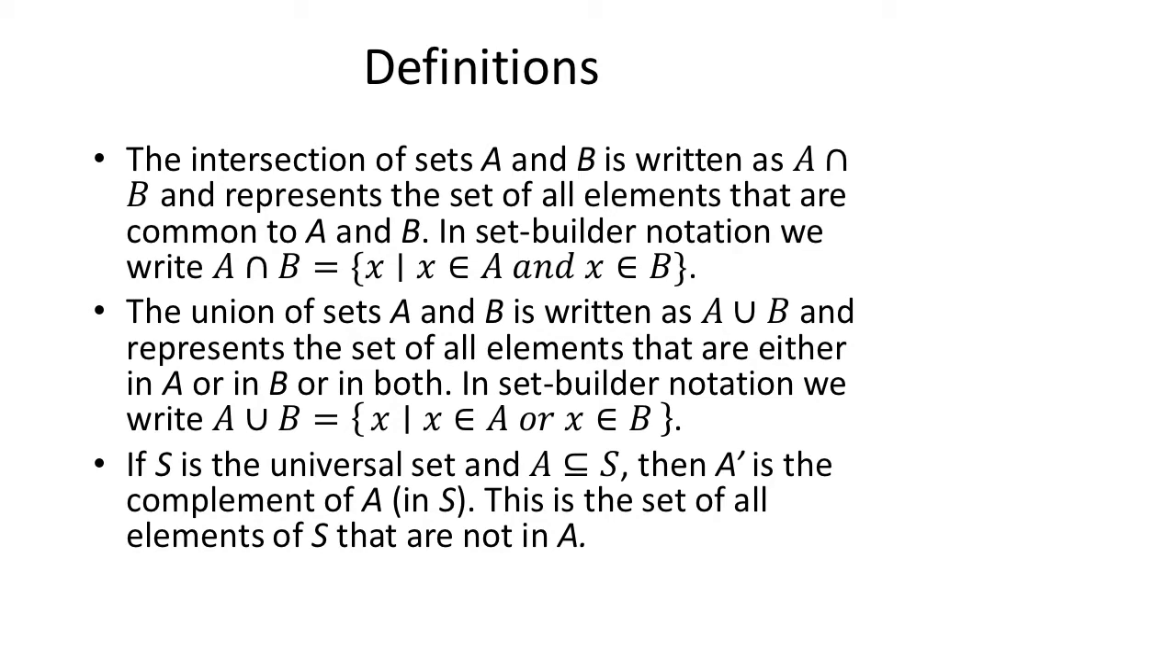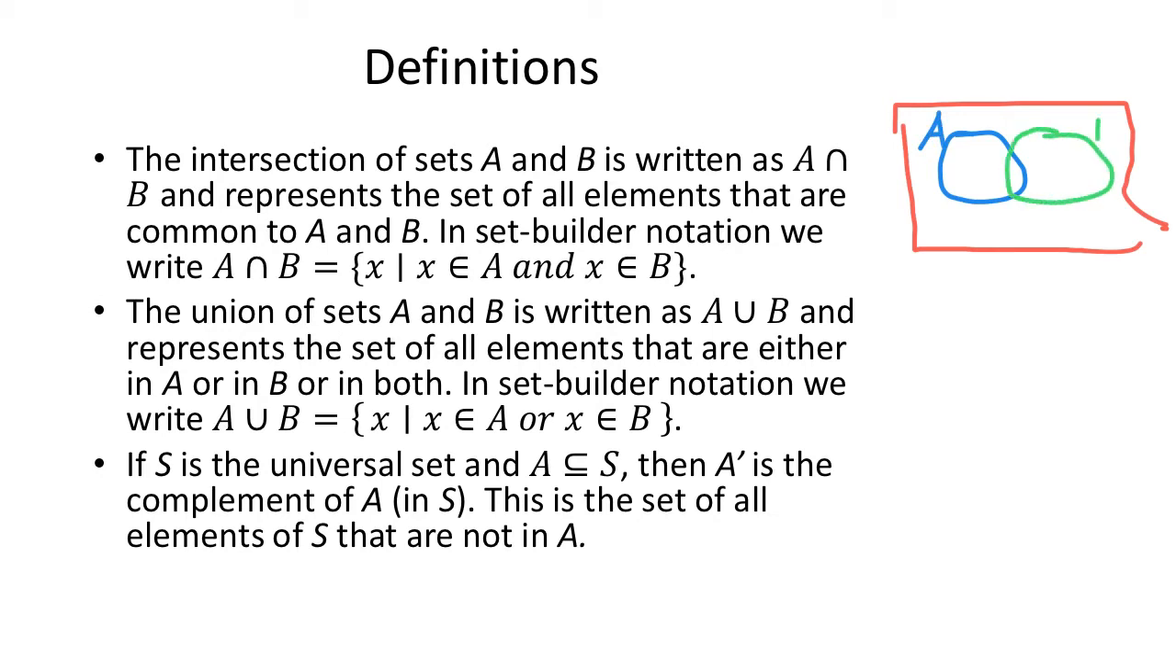The intersection of sets A and B is written as A and then this little upside down horseshoe, and it represents the set of all elements that are common to A and B. We're going to pretend that's a rectangle. So if I have a set A and a set B, my intersection is just the part in common. Intersection is the overlap.